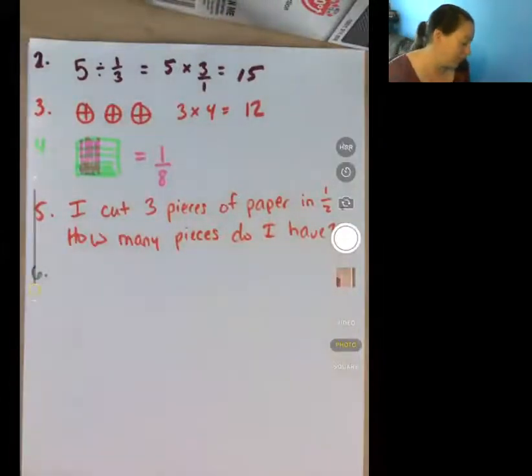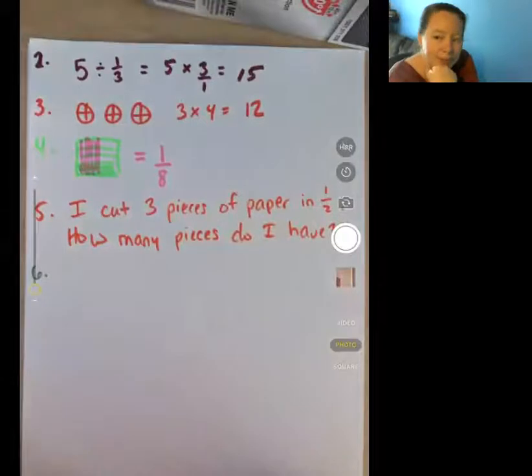Write a story problem representing 1/4 divided by 2. So I have 1/4 of something and I'm dividing it, and I'm giving it to 2 different people.